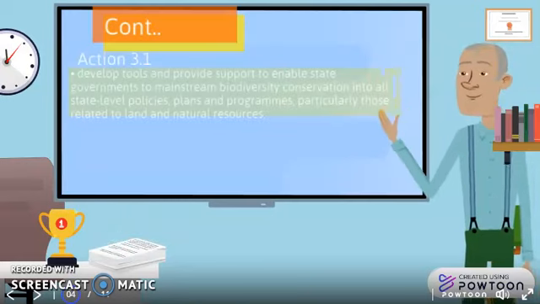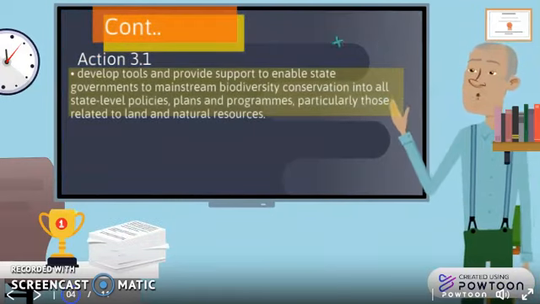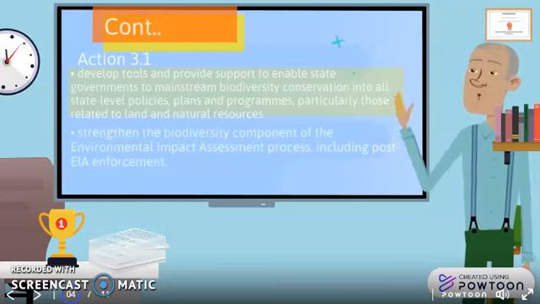Continue. Action 3.1. Develop tools and provide support to enable state government to mainstream biodiversity conservation into all state-level policies, plans, and programs, particularly those related to land and natural resources. Strengthen the biodiversity component of environmental impact assessment process, including post-EIA enforcement.